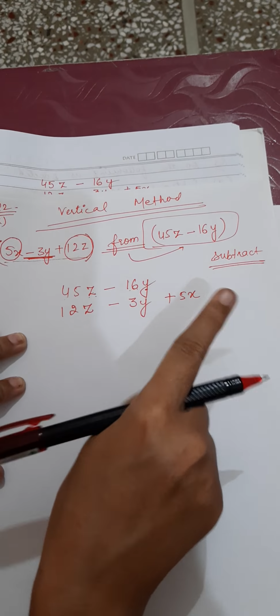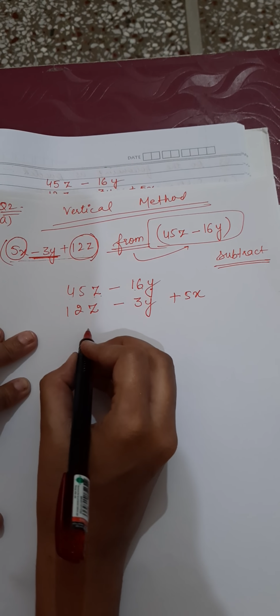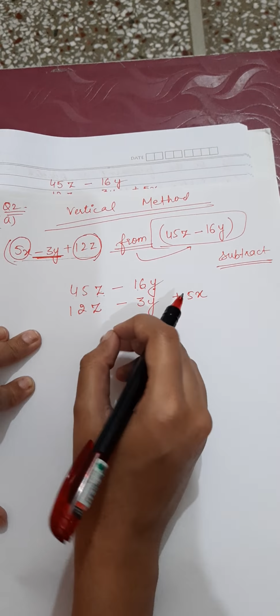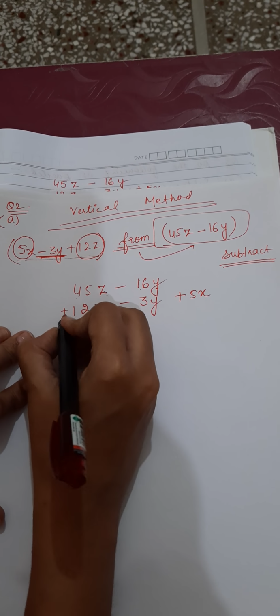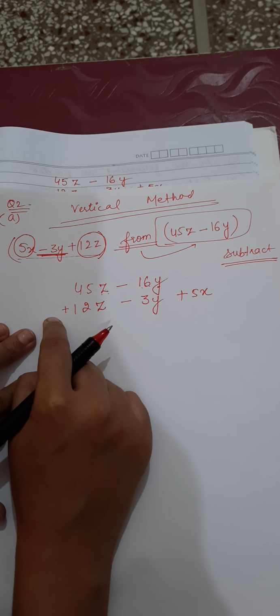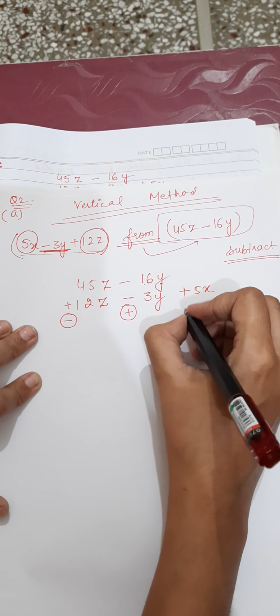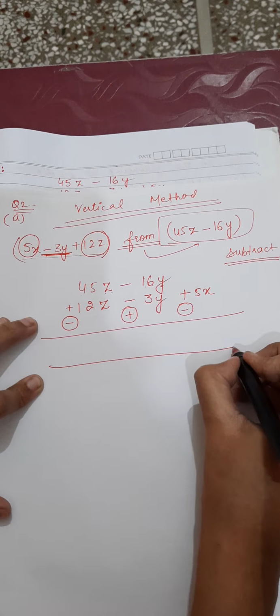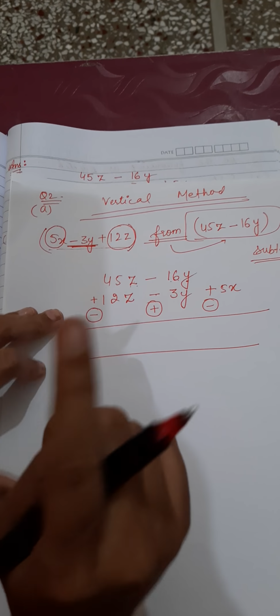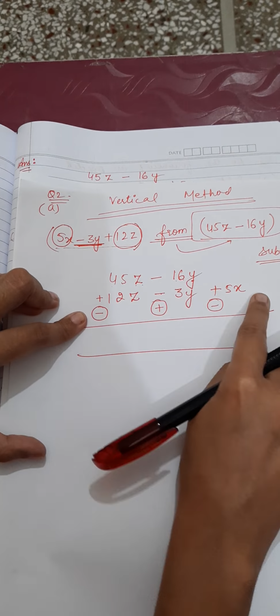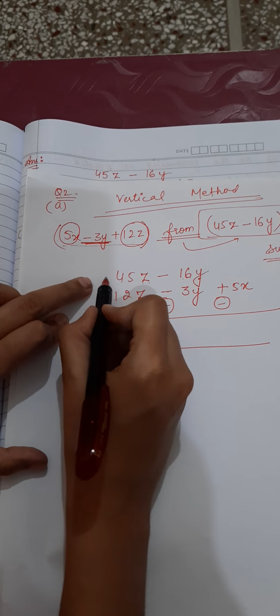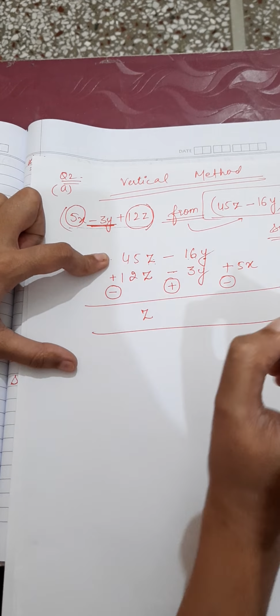Since we are going to subtract, in subtraction, the signs which are in the second line are going to be changed. If this was plus, because no sign was there, plus will change to minus. Minus was there, it is going to change to plus. Plus is there, it is going to change to minus. And now you are going to subtract it considering the changed sign of the second expression and the same signs of the first expression. Now, z, so the answer will also come in z.